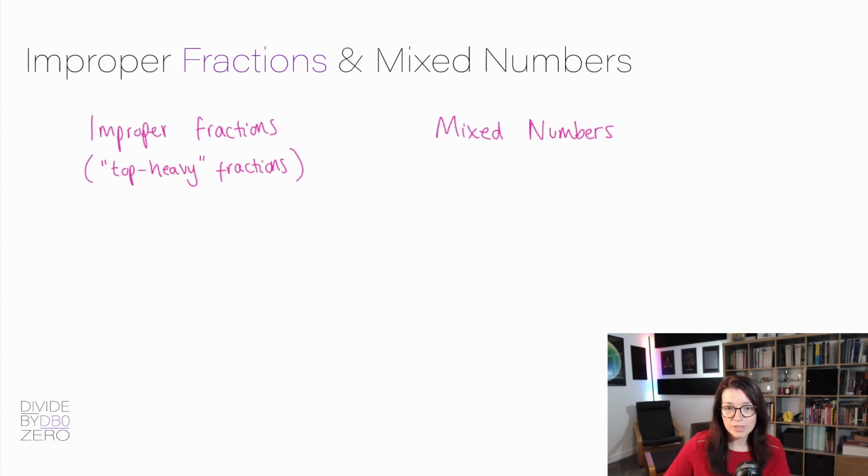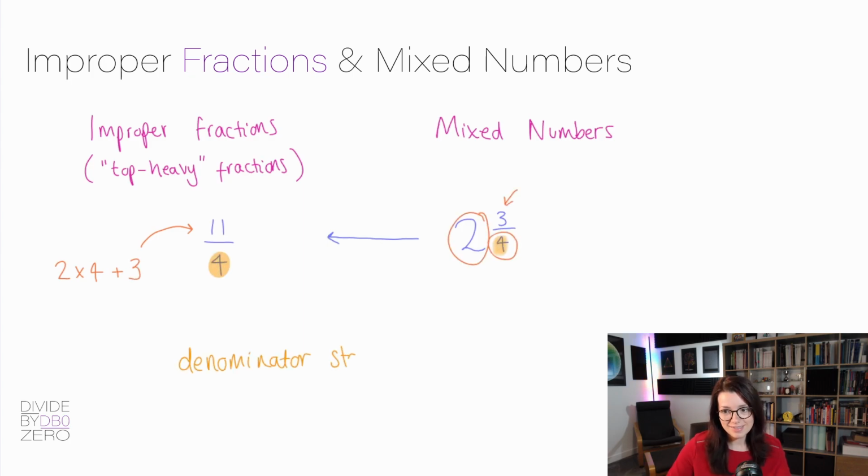Let's say now that we want to start with a mixed number. So for example, 2 3/4 or 2 wholes and 3/4. And this time we want to change it back into an improper fraction. In this case, this will be 11/4. The trick here is this number is what you get when you do 2 times 4 plus 3. So you do 2 times 4 plus 3. And again, the denominator stays the same.